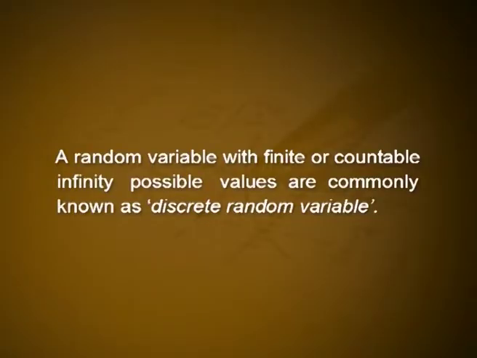So far we considered random variables with finite possible values. Consider a coin is tossed till a head turns up and assume X denotes the number of tosses required. Here the possible values of X are 1, 2, 3, etc. In this case, the possible values of X are not finite, but countable. A random variable with finite or countably infinite possible values is commonly known as a discrete random variable.